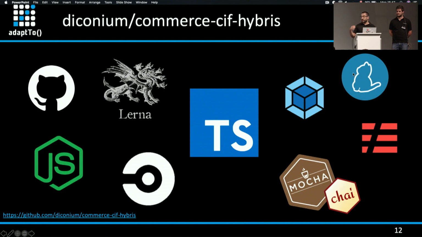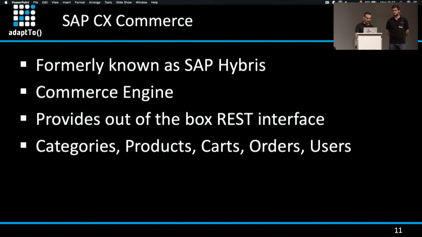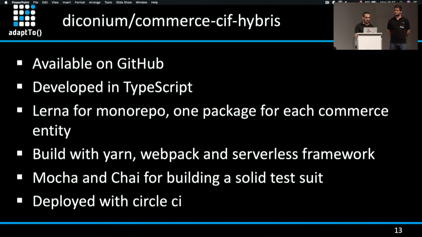For that, we created a couple of things using a couple of really hot tools, let's call it that. Our code, our connector, is available on GitHub. We developed it with TypeScript. We are using Lerna because, as we were saying, there are different entities, so we split our code base into different projects and keep them in a monorepo. We use Lerna to manage that, so each one of the entities has its own project. Then we use Yarn, Webpack and the serverless framework to deploy.